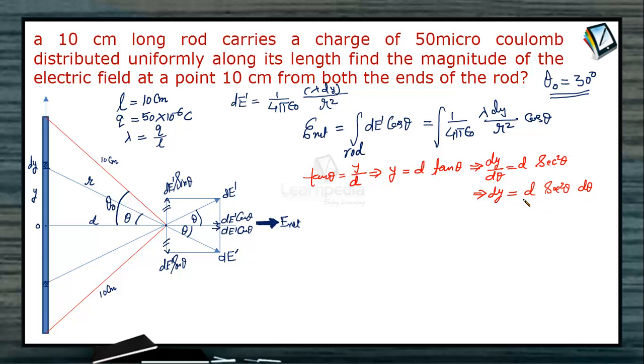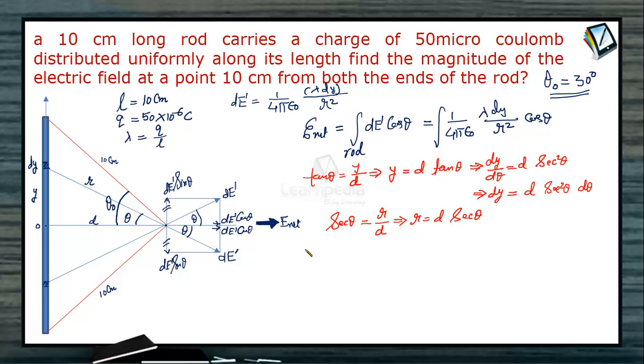So in place of dy, we can substitute d sec square theta into d theta. Here d is the distance and d theta is for the angle segment. And in the same way, as you can see in this triangle, sec of the angle theta is equal to r divided by d. That means r is basically d sec theta. So now substitute these values, the value of dy and r, in this particular equation.